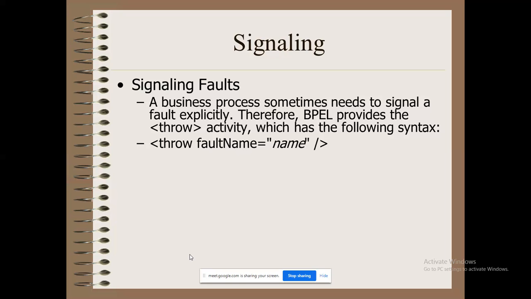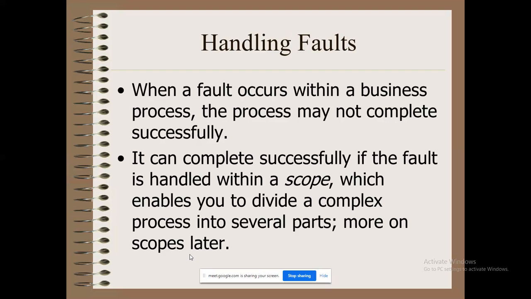So if you want to signal a fault, what is the syntax that I have to use? That's what they have given. Throw fault name equal to, within double quotes I am going to give the name, right? So the throw activity is used here for signaling faults. So how to handle the fault? We have talked till now about this only. So how to handle the faults? Either by using the standard fault mechanism or the user defined fault mechanism. Instead of using the term exception management, here we are using the term fault management mechanism, right? So that's what they are ready to talk about here, handling faults.